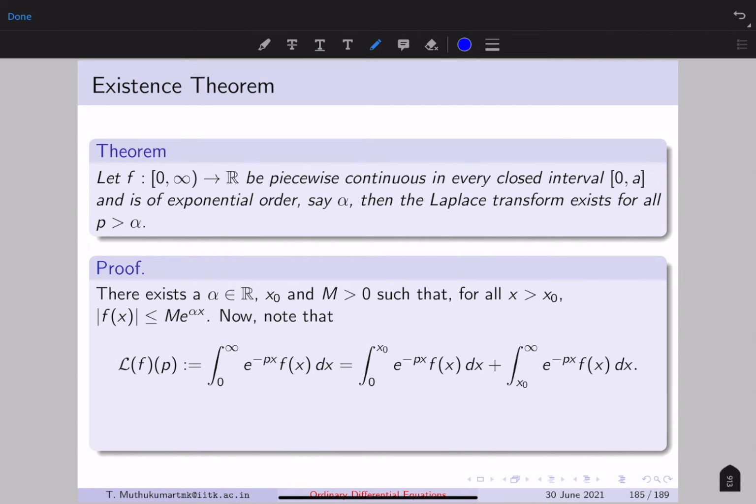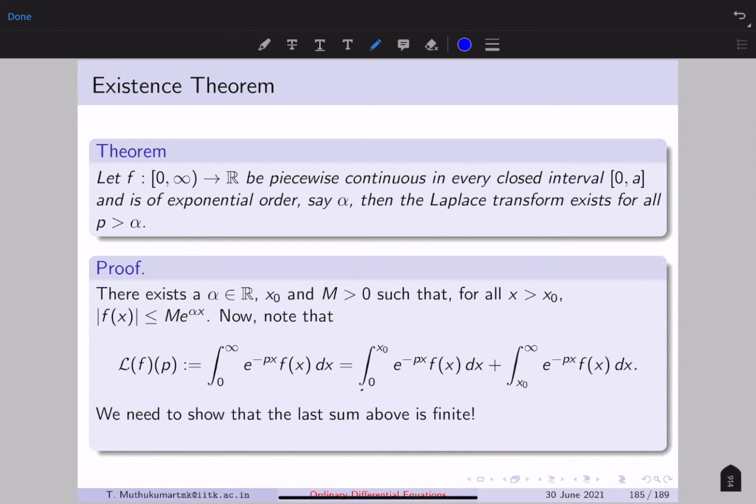Now let's look at the Laplace transform of f. By definition, let's look at that integral. So the Laplace transform of f is the integral of e power minus px f of x dx. Okay. Now we can split this into two integrals around this point x naught, which is coming from the exponential order property. So you take the integral from 0 to x naught and x naught to infinity. Okay. Here, you split the integral into two integrals. Now if we show that this sum is finite, then we are done.